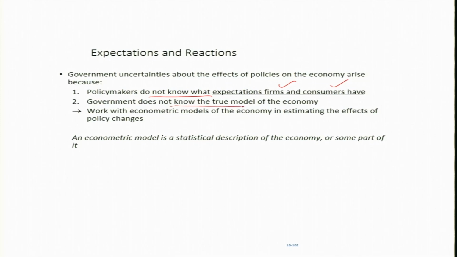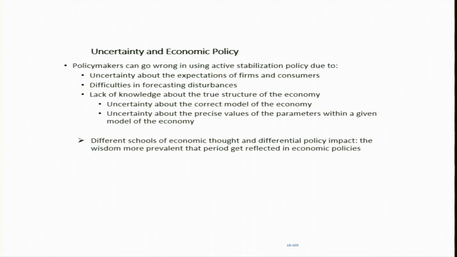And clearly the government doesn't know the true model of the economy, so they most often work with econometric models in estimating the effects of policy changes. An economic model is a statistical description of the economy, that means only some part of it. Similarly, there is uncertainty. Policymakers can go wrong in using active stabilization policy due to uncertainty about the expectations of firms and consumers, difficulty in forecasting disturbances, and lack of knowledge of the true nature of the economy. And in macroeconomics, there is a huge debate between different schools of economic thought and differing policy impacts.